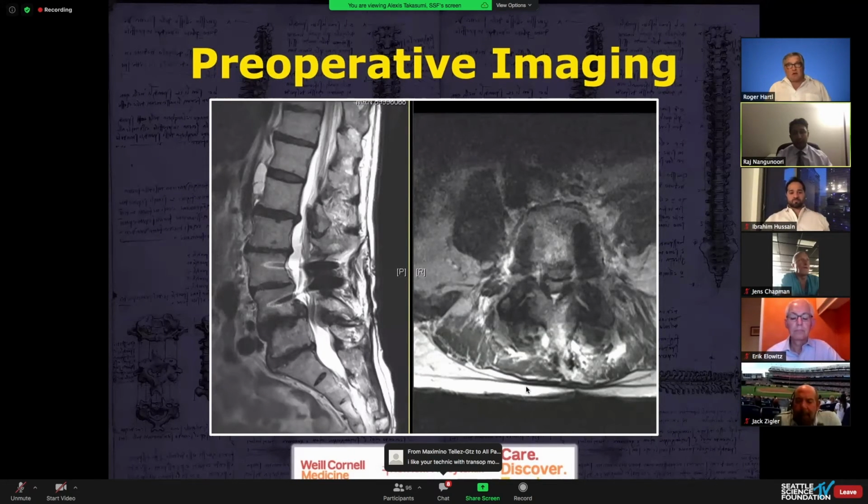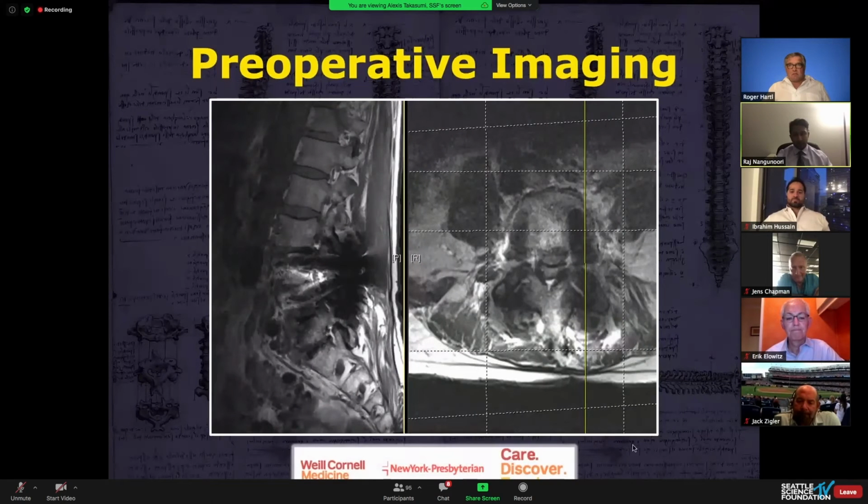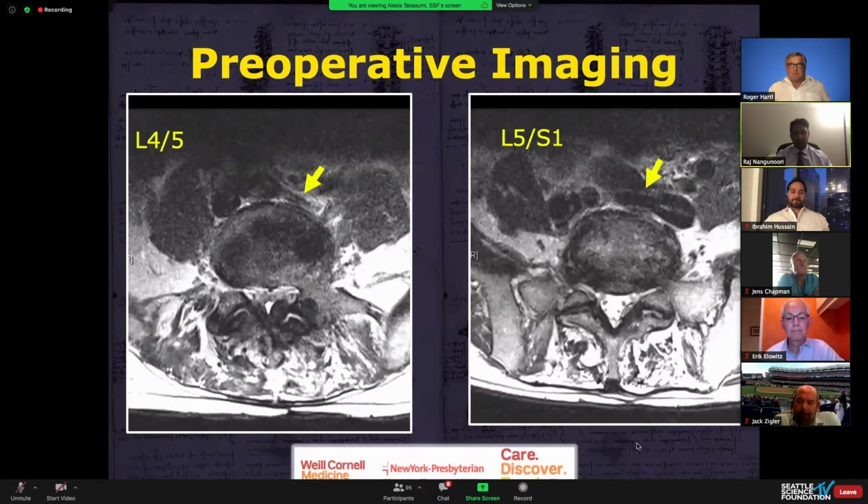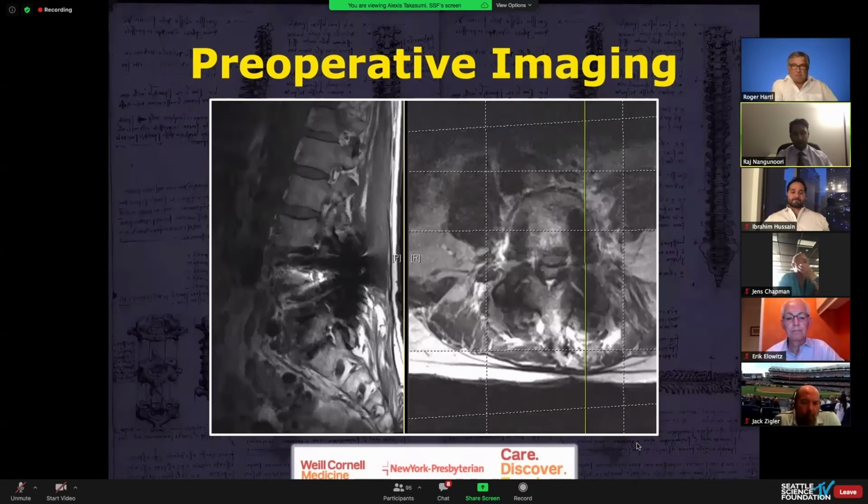As you can see here, you see the artifact from hardware at L3, L4. You see the severe disc degeneration at L4, L5 with the spondylolisthesis, as well as severe disc degeneration at L5, S1. In addition, specifically with the spondylolisthesis, there's a degree of a rostrally migrated disc fragment, and there's also evidence of central and lateral recess stenosis. This is another view here. Sorry, going back.